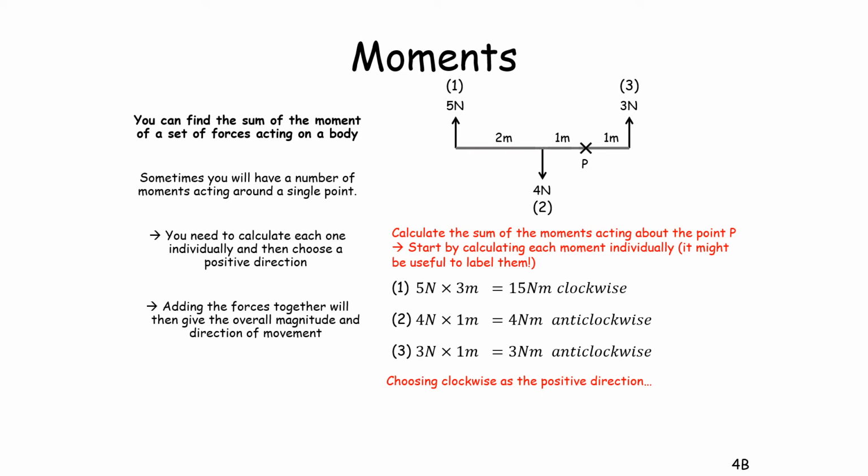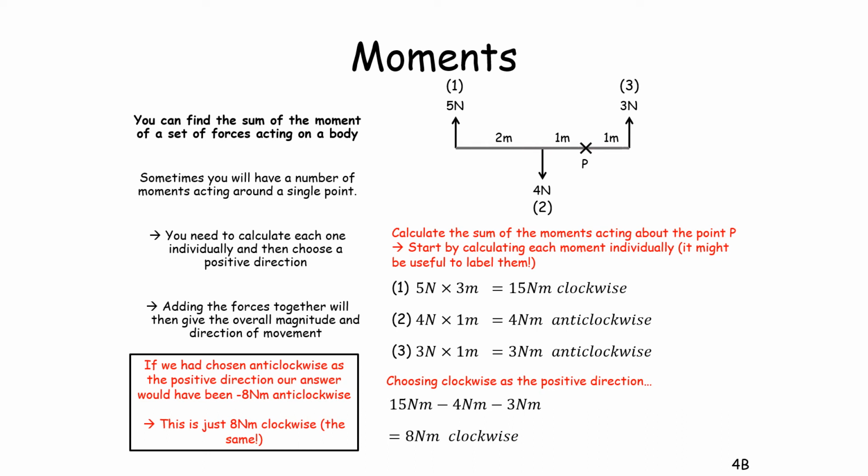If we choose clockwise, for example, to be the positive direction, then we look at the net of all the forces. It will be 8 Newton meters in the positive clockwise direction. So as a net moment, this will be 8 Newton meters clockwise. Let's say you had taken anti-clockwise as your direction, you would have gone minus 8 Newton meters. So if you get minus 8, you just say this is 8 Newton meters clockwise. You just negate the direction.